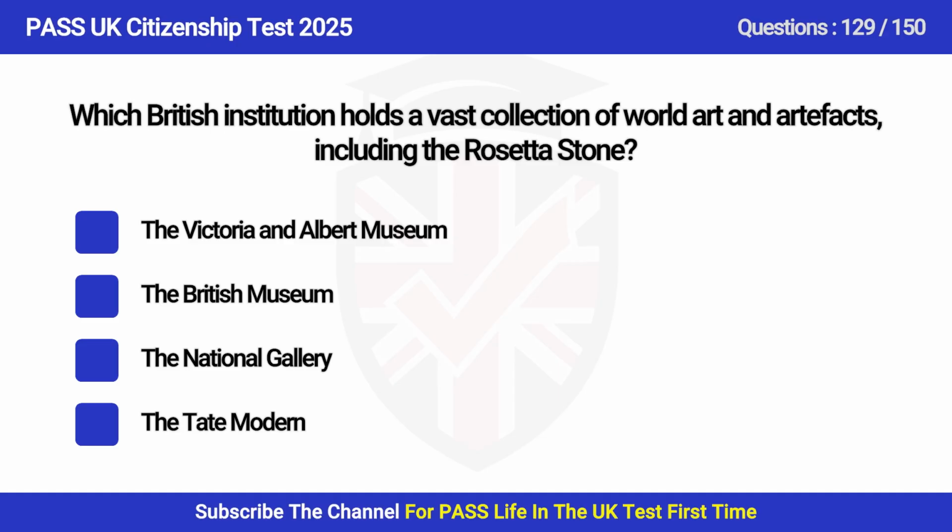A. the Victoria and Albert Museum, B. the British Museum, C. the National Gallery, D. the Tate Modern.